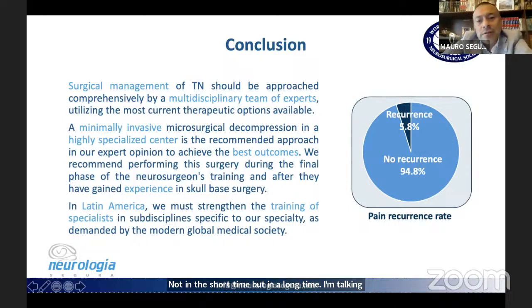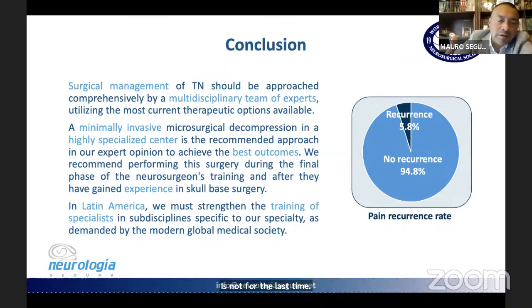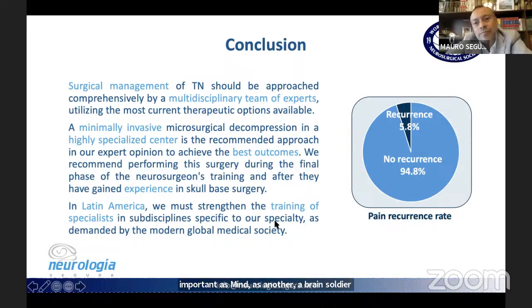Surgical management of trigeminal neuralgia is a matter for a high-level neurosurgical center. It's not for residents, not for first or second year residents, it's not for the last slot in the operating room schedule. It's as important as meningioma, as aneurysm, as any other brain surgery. Thank you very much.